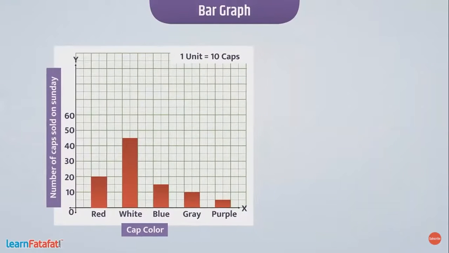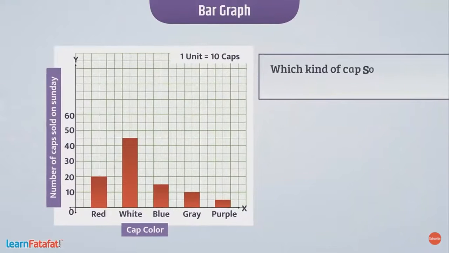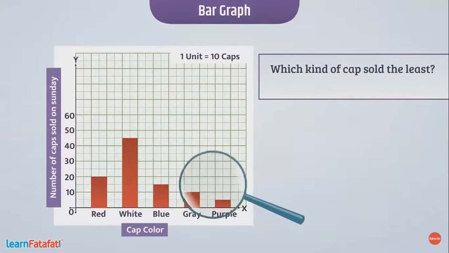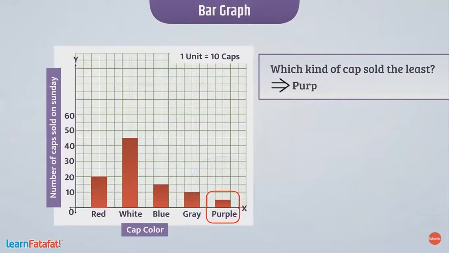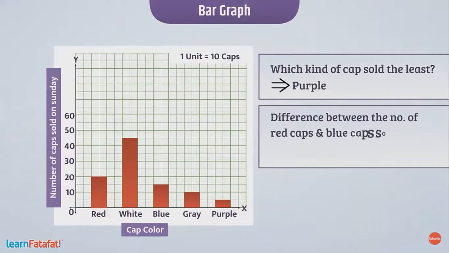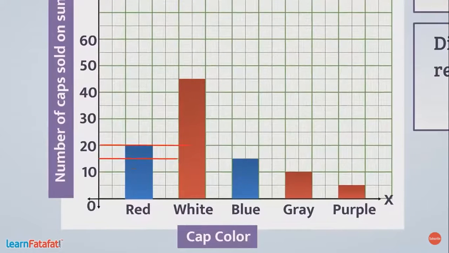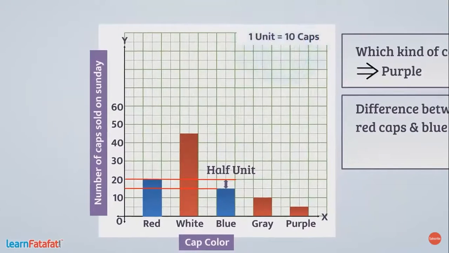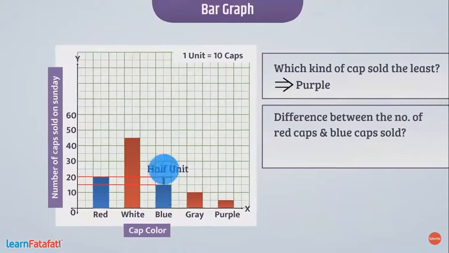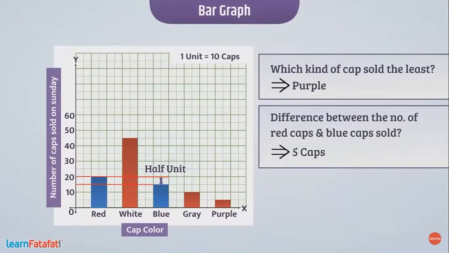By looking at the bar graph, can you tell me which kind of caps sold the least? Here, the bar with the smallest height will be the answer. So, purple colored caps are sold the least. Can you tell me what is the difference between the number of red caps and blue caps sold from the shop? We can see that the heights of the bars differ by half a unit. Since 1 unit represents 10 caps, we can say that half a unit represents 5 caps.